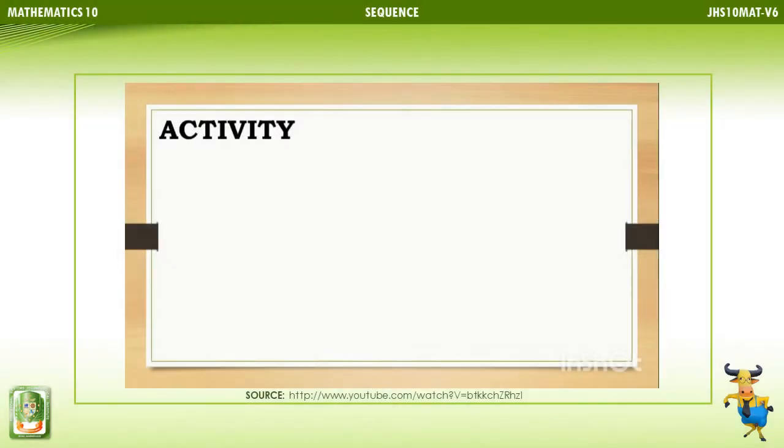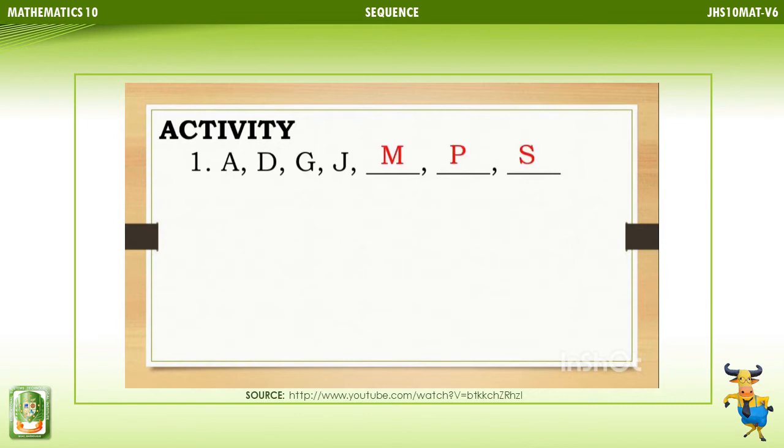Let's have first an activity. So ang gagawin natin, aalamin natin kung ano yung mga susunod na letters or numbers. Okay, so for number 1, I have A, D, G, and J. So ano kaya yung mga susunod na letters? We have M, P, S. What is the pattern? We will skip 2 letters.